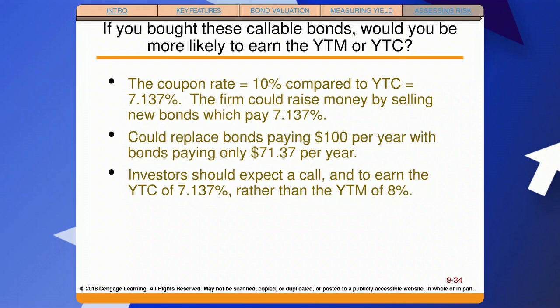So, meaning, if you bought these callable bonds, no, would you be more likely to earn the YTM or YTC? Of course, the coupon rate is 10% compared to the YTC of 7.137. So, the firm could raise money by selling new bonds which pay at 7.137, okay? So, it could replace bonds paying 100 per year with bonds paying only 71.37. So investors should expect a call or to earn the YTC of 7.137 rather than 8%. So ganun yung gagawin natin, di ba? Especially in terms of the YTM or the YTC. Alright, so ganun yung ating gagawin, no? Particularly in terms of the bonds, particularly in terms of the yield to maturity also. Alright, yan.